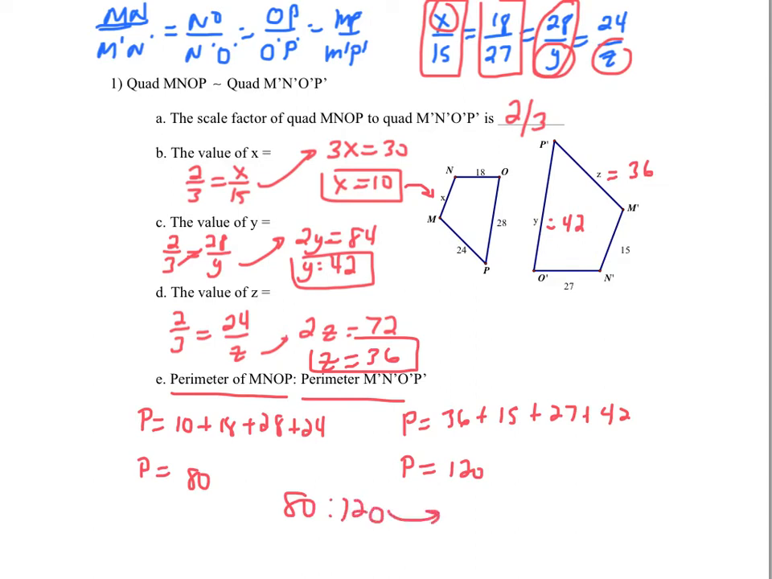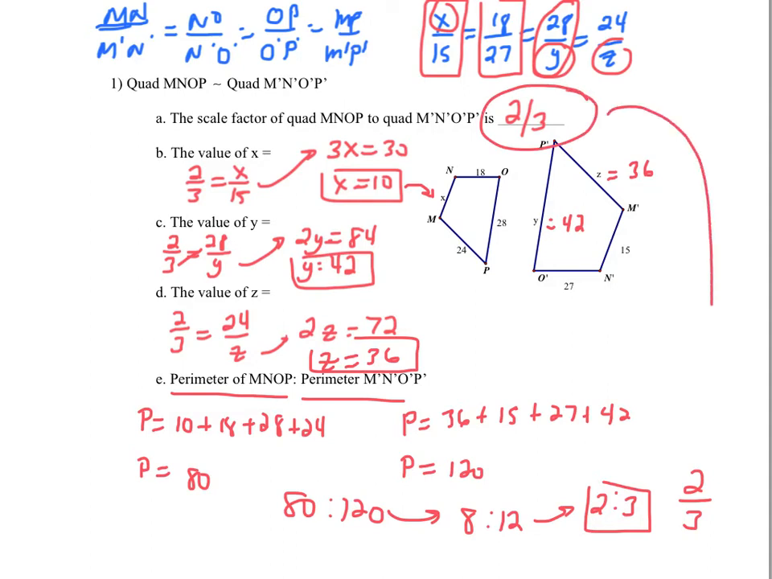something interesting happens when you reduce it. Of course, I can take it down to 8 compared to 12 just by dividing by 10. Simplify one more by dividing by 4, and we end up with 2 to 3. Now, that should sound familiar because 2 to 3 was our scale factor in the beginning.